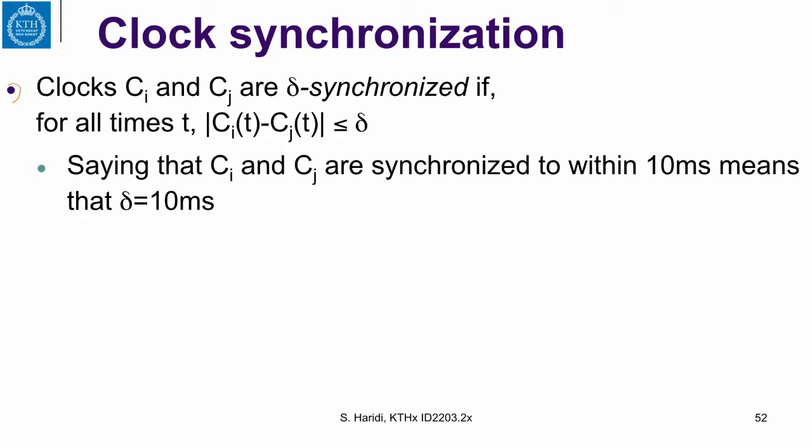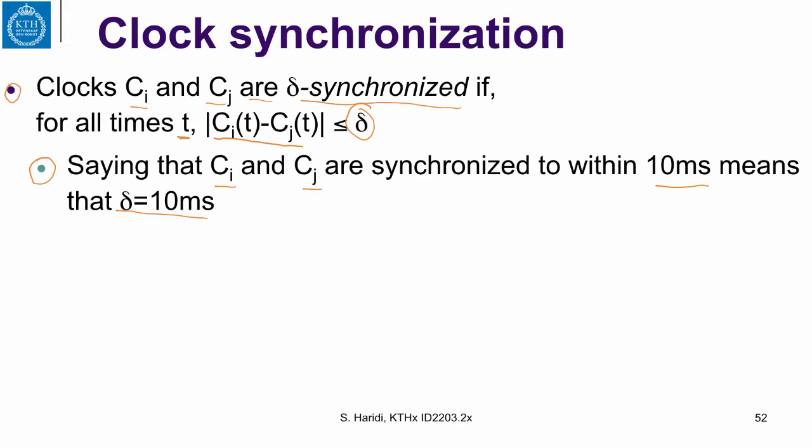So we say that clocks Ci and Cj are delta synchronized if the following condition holds. What is the condition? For any time t, the absolute difference between the two clocks is bounded by delta. Then we say that these two clocks are synchronized. So we have a bound on how two clocks drift apart. And saying that Ci and Cj are synchronized within 10 milliseconds means that delta is 10 milliseconds.